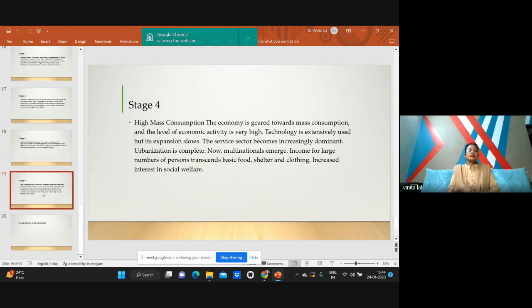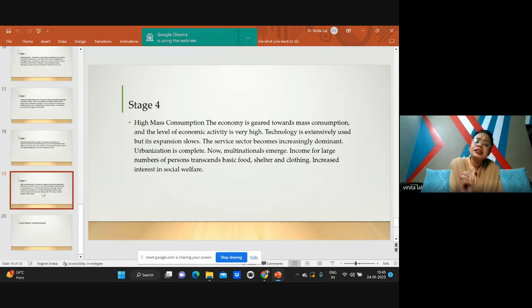Next stage, age of high mass consumption. It means at the same time, Rostow believed the Western countries, most notably the United States, occupy the last developed stage. Here countries' economy flourish in the capitalist system and are characterized by mass production and consumerism. It means the service sector becomes increasingly dominant.